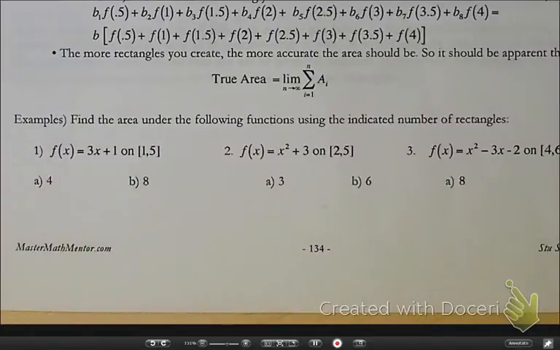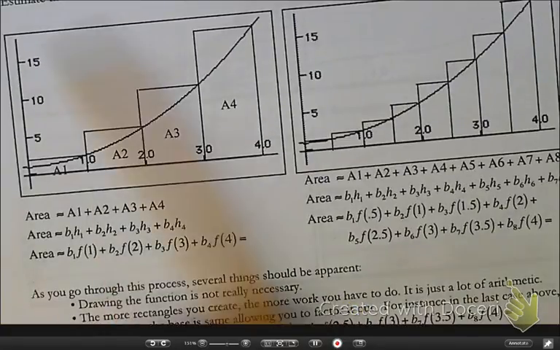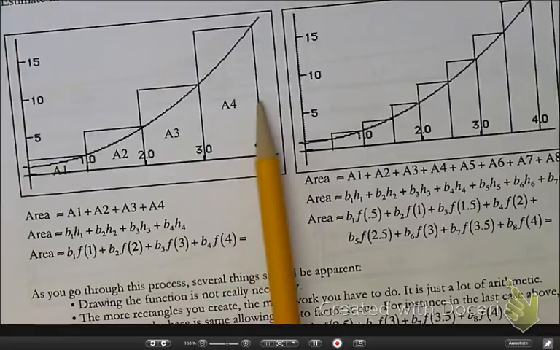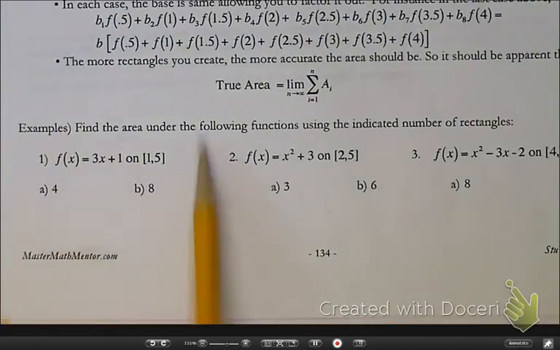Your homework for tonight is to finish the two problems up above, to add together the area for this graph for 4 right-end rectangles, as well as for 8 right-end rectangles. And when you're done with that, I want you guys to do these problems down here at the bottom. I'm going to walk you through this first one, and then I'm going to let you do the last two on your own.